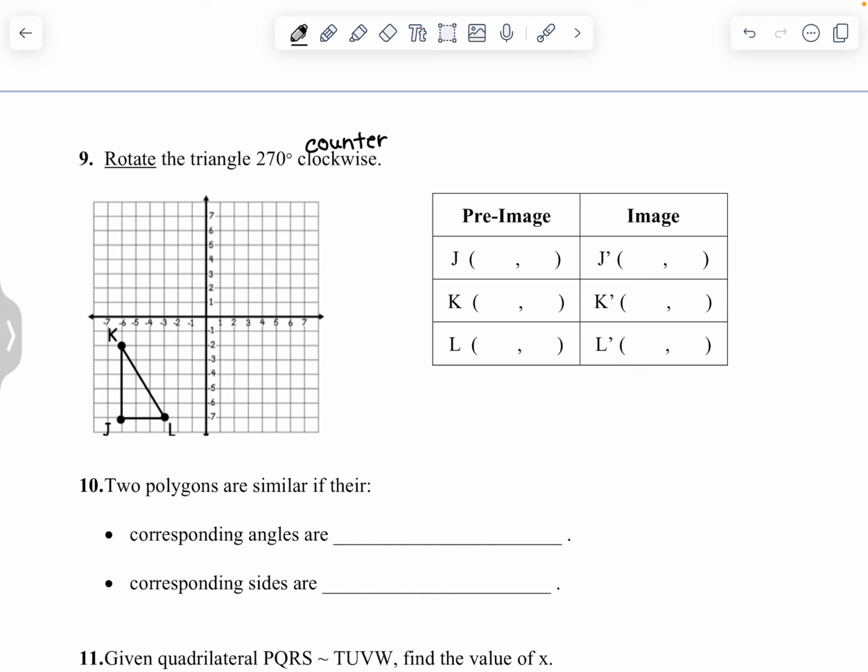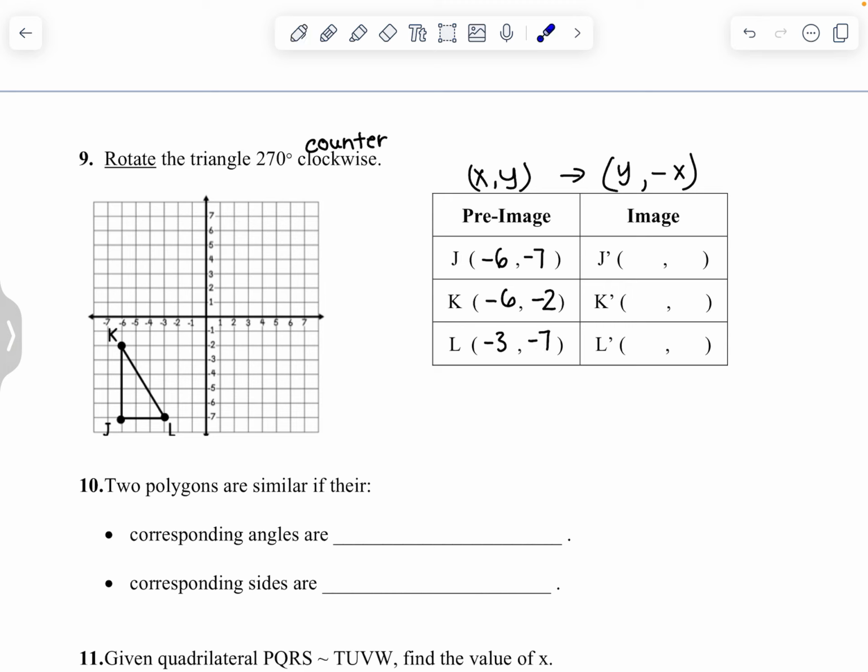Rotate the triangle 270 degrees. Our 270 degrees, (x, y) maps to (y, -x). So they trade places, and then whatever is in this location is going to change signs. So let's get our coordinates. J is at -6, -7. K is at -6, -2. L is at -3, -7.